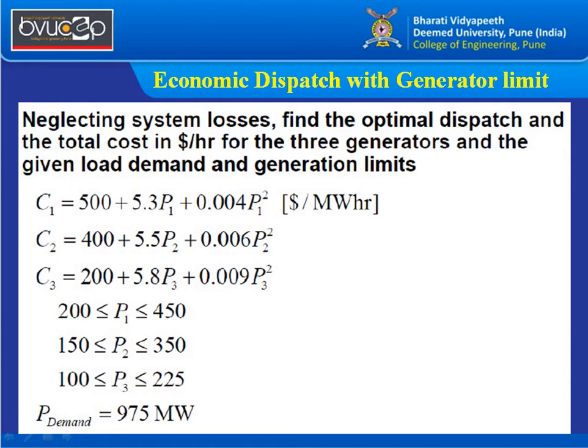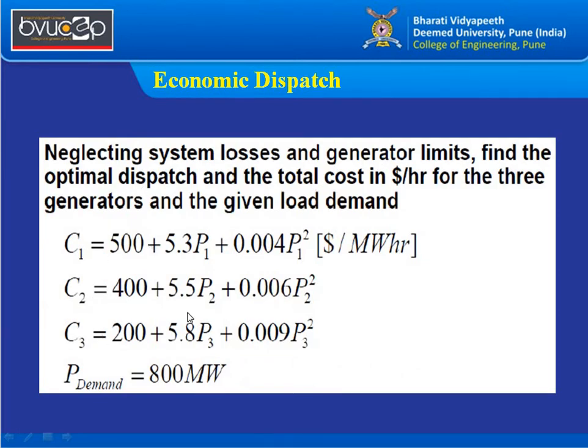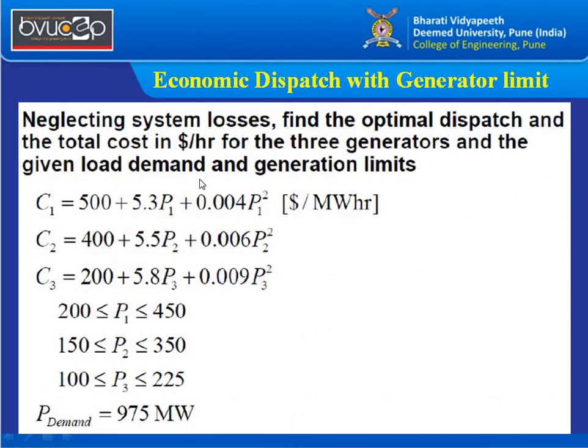Neglecting system losses, find the optimal dispatch and the total cost in dollars per hour for the three generators and the given load demand, and the certain generator limits are given. Now as we can see, the three objective functions are already given, similar to the first example. So this is the case. The demand has changed. Earlier it was 800, now it is 975 megawatt.